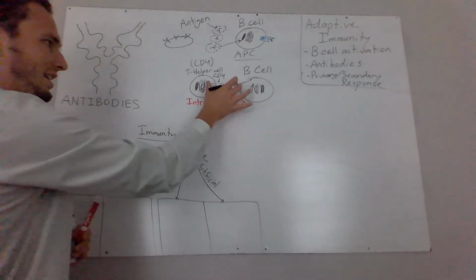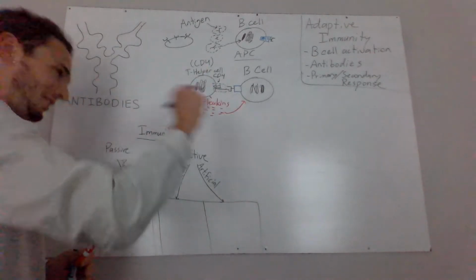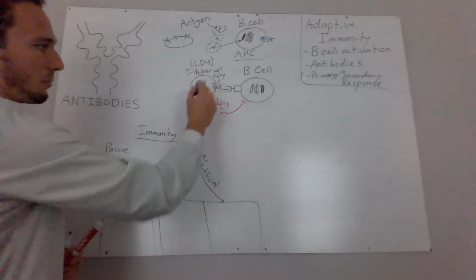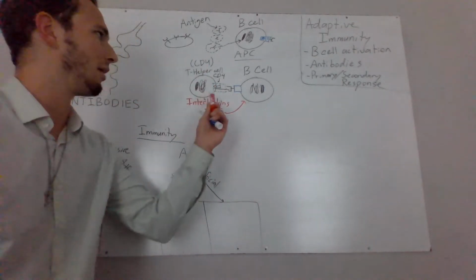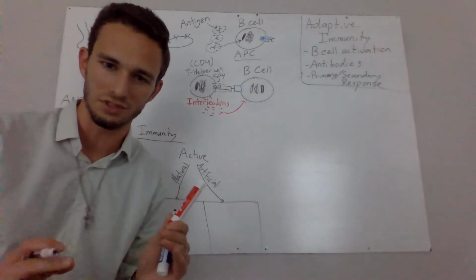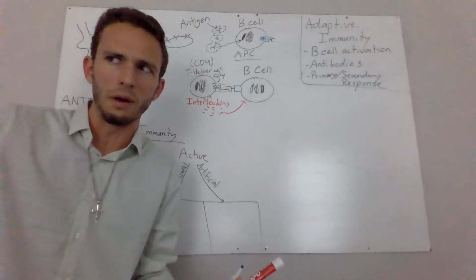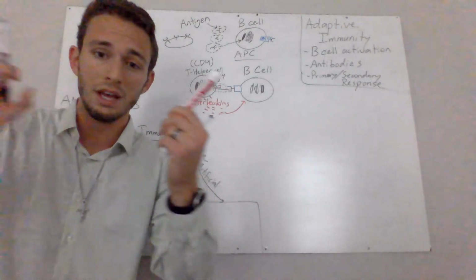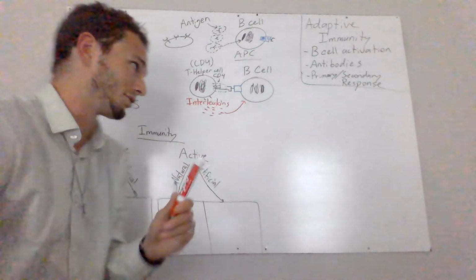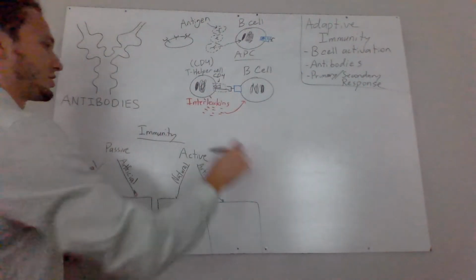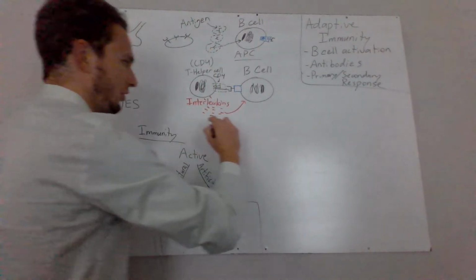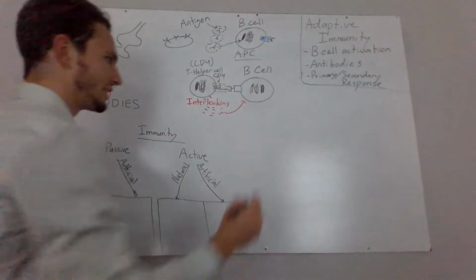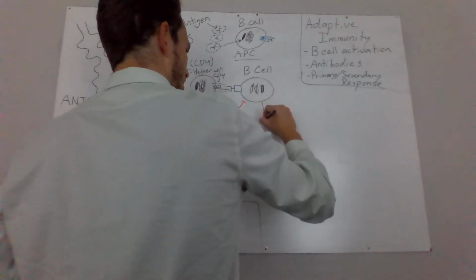Once these guys bind, another thing that I forgot is that this T helper cell has to have bound to this antigen before. It has to have seen it before. So basically it's like, oh, I see this issue, and now I see my friend B cell also has an issue. They combine together and they start freaking out. So this is when the freak out starts. The T helper cell releases interleukins, which will stimulate the B cell to differentiate into two different types of B cells.